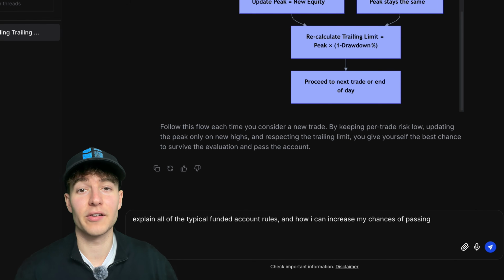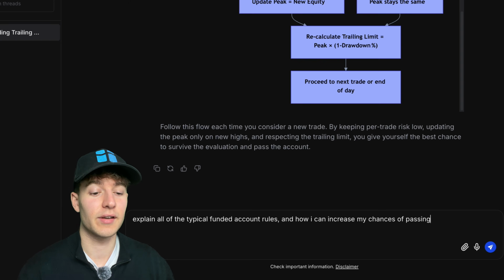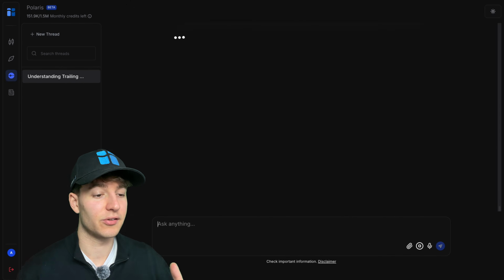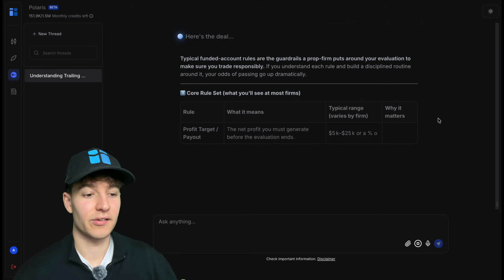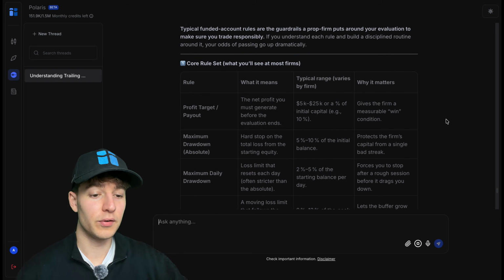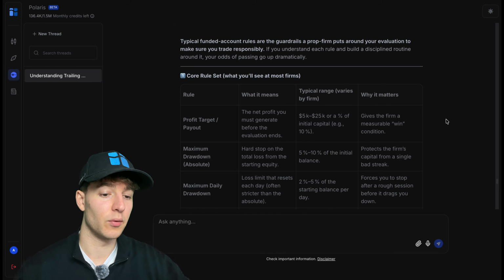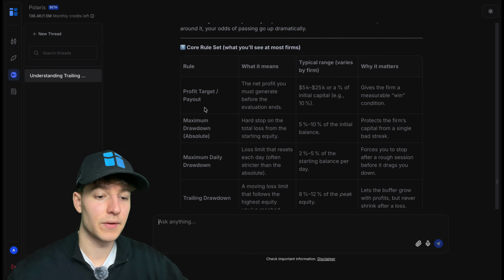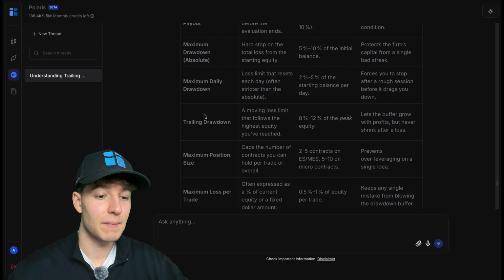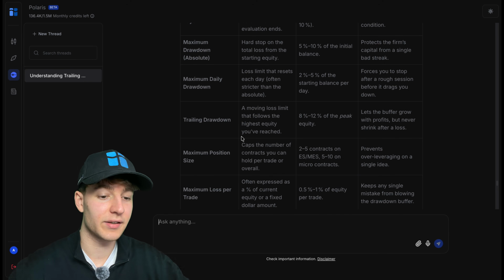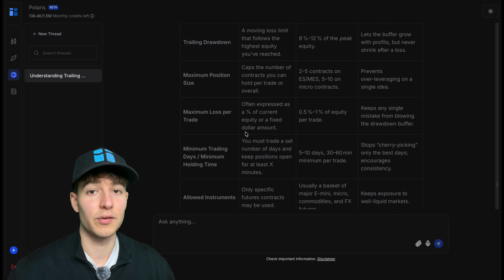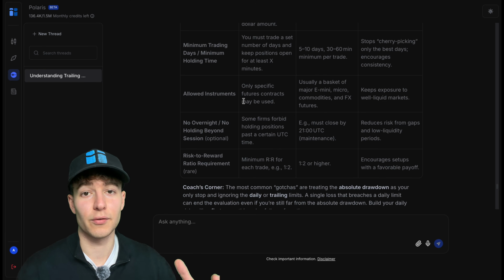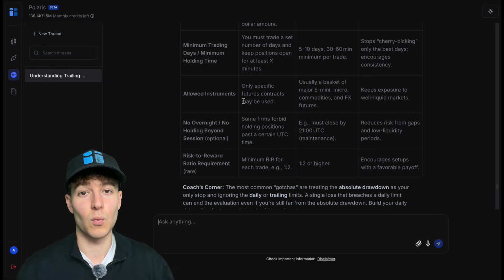Okay, and the last thing that I'm going to ask it that's going to really help a lot of prop firm traders is, explain all of the typical funded account rules and how I can increase my chances of passing. So it's actually come back and it's given us all of the core rules that we'll be seeing at most firms. For example, the profit target, the maximum drawdown you're allowed, the maximum daily drawdown, trailing drawdown, which we've just covered, maximum position sizes, maximum losses, and as you can see, there's a lot of typical rules. So something like this is going to be very, very helpful for learning rather than having to go through each individual firm and comparing them one by one.